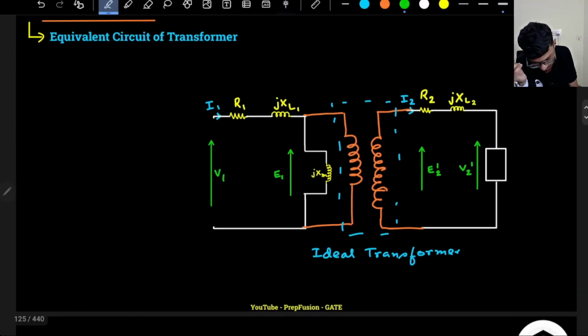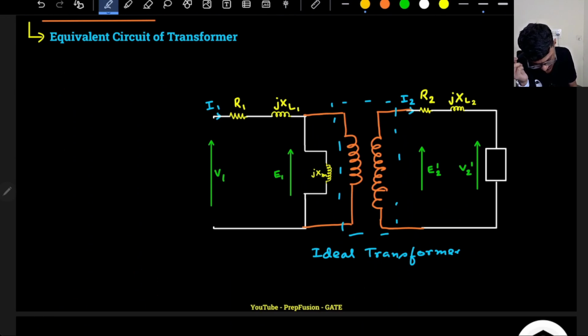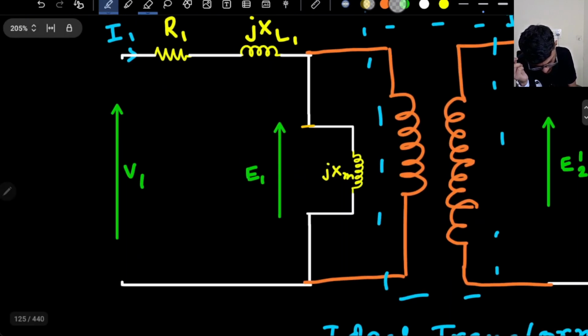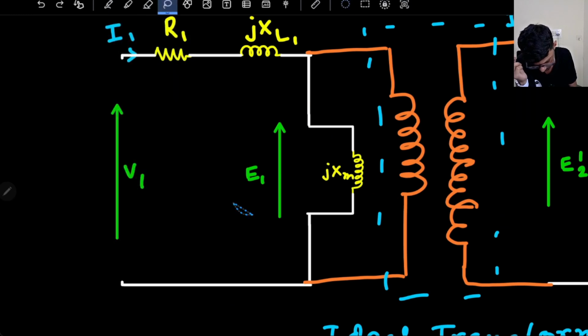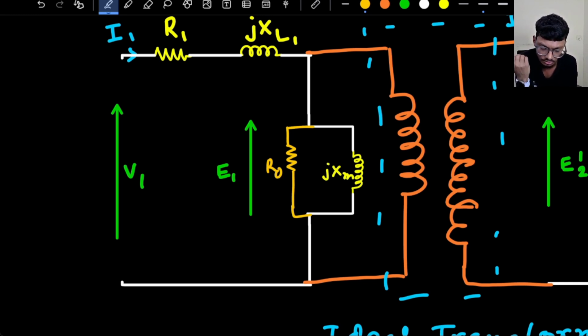So another practical component that we will add is the resistor Rm, known as the magnetizing core resistance, R0 also sometimes we call it. Or Rm, whatever you want to call it, known as the core resistance.